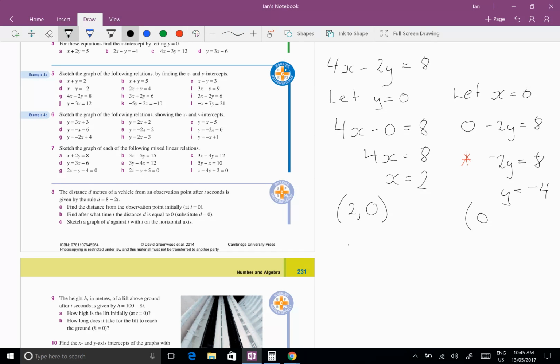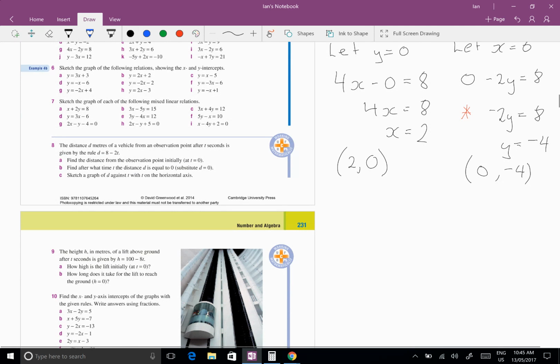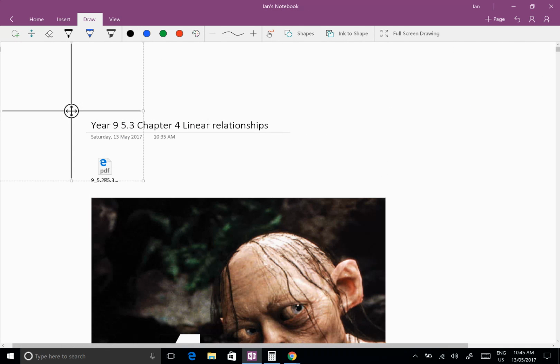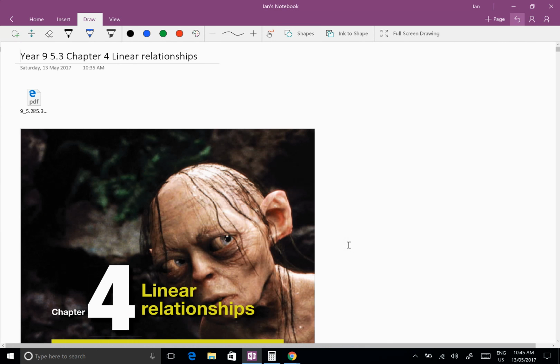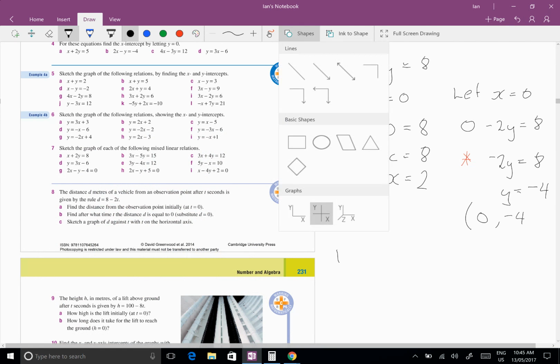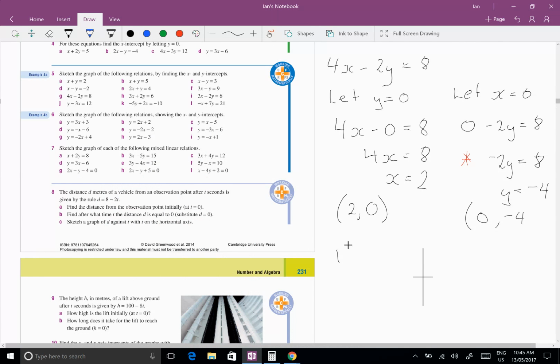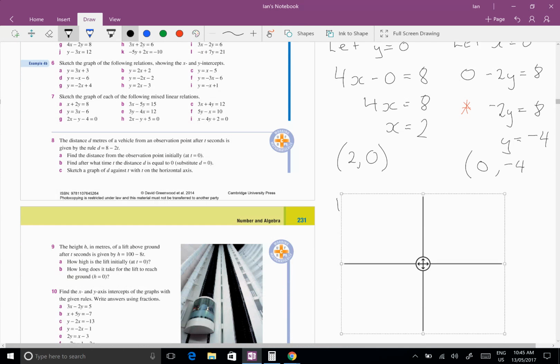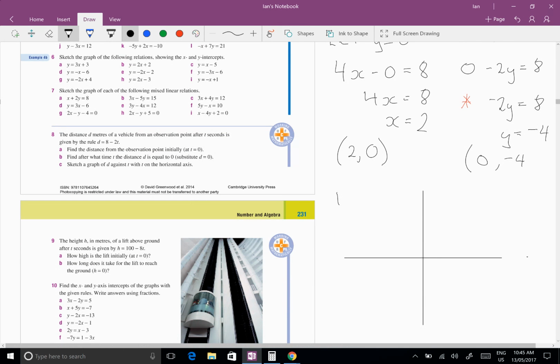So I've got 0 and negative 4. Well, let's graph that. And again, I don't have a ruler on this, so please make sure that you are using a ruler on yours to make your line nice and straight. I'll see if I can get one. I'll try this time to use one of the shapes from the line.